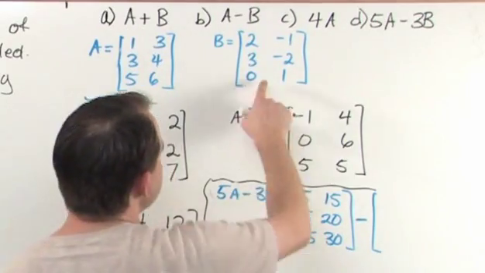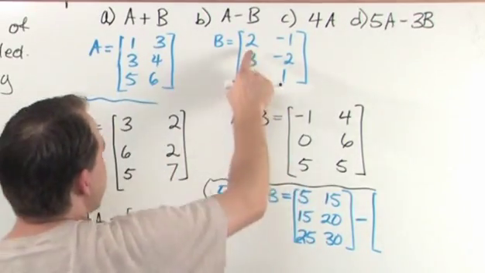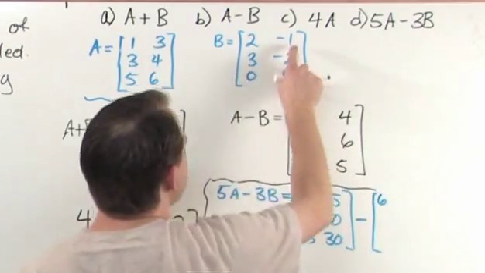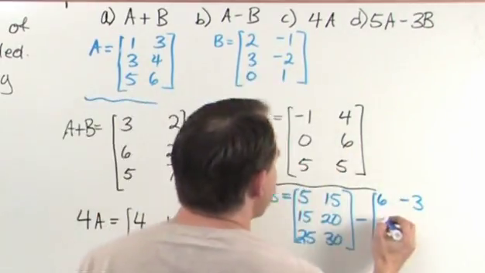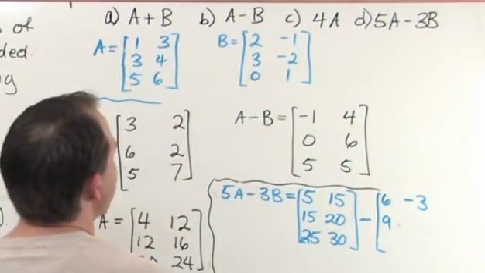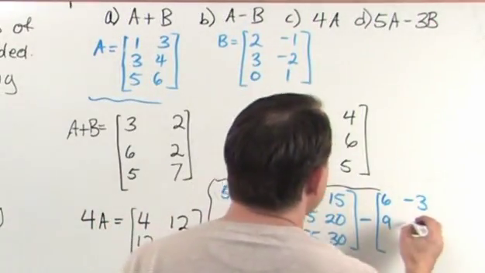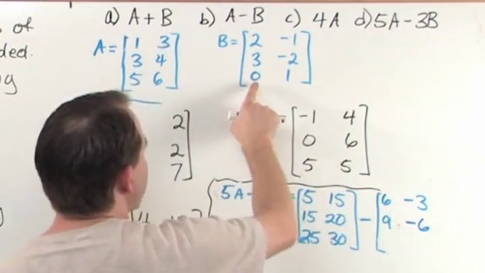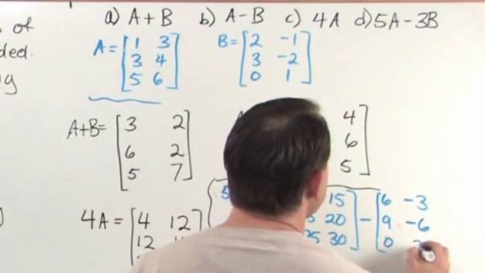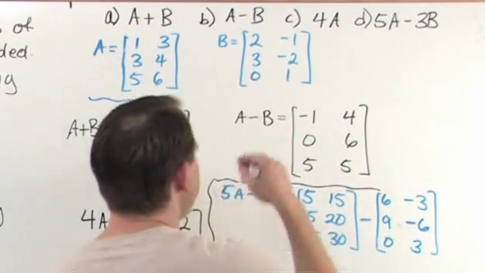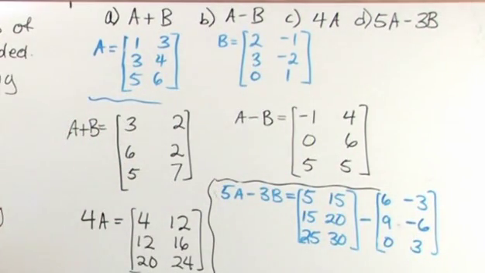b is up here. I multiply every element by 3. 3 times 2 gives me 6. 3 times -1 gives me -3. 3 times 3 gives me 9. Okay, I'm multiplying 3 times -2 gives you -6. Multiplying 3 times 0 gives you 0. Multiplying 3 by 1 gives you 3. So basically you're just going through that matrix element by element and multiplying by the scalar, which is out in front, which is 3.